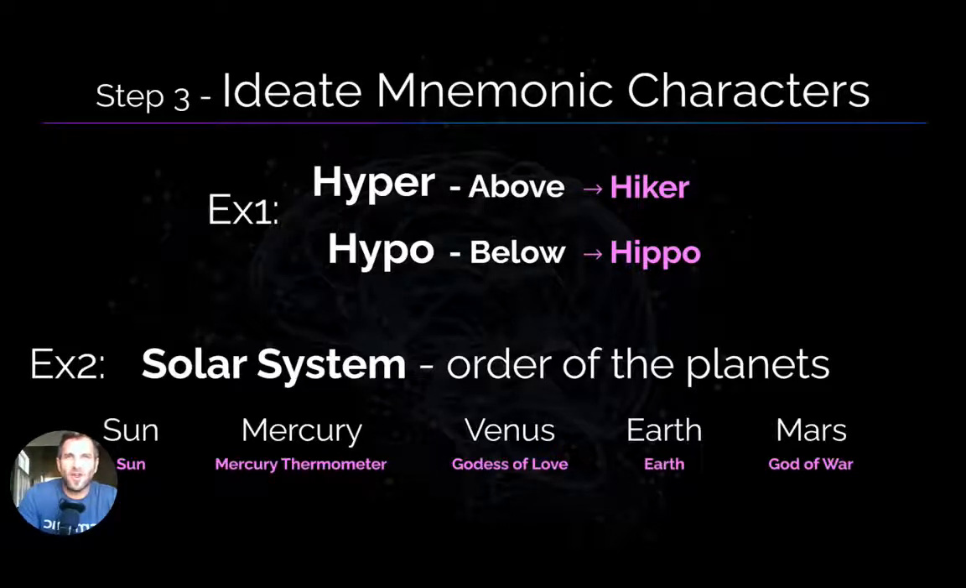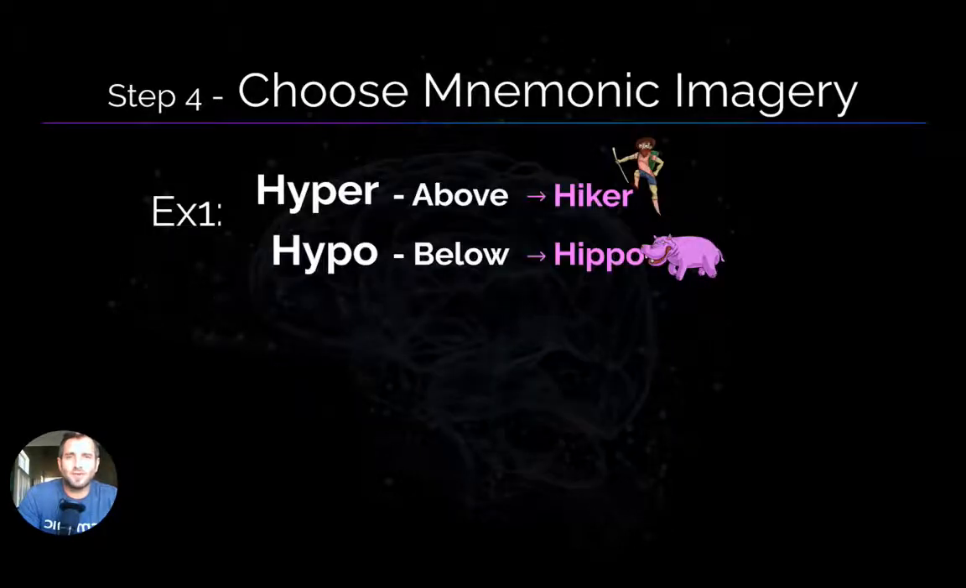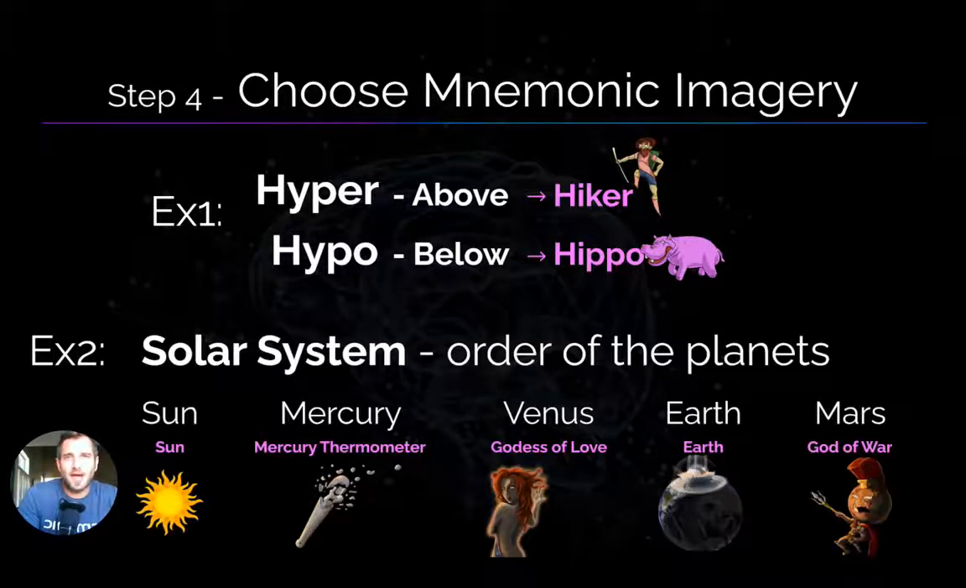Red, very aggressive. All right, so now we're going to go ahead and choose mnemonic imagery, or pick a visual image that represents each character. Okay, so to jump into our examples, for hyper, where I think about above, and the hiker, I'm going to just pick a picture of a hiker. Or for hypo, I'm going to pick a picture of a hippo. Same idea applies to the order of the planets. You can see below each one of these. The sun, I've got a picture of the sun. Mercury, a thermometer. Venus, I'm showing the goddess of love. Earth, the earth. And Mars, the god of war.